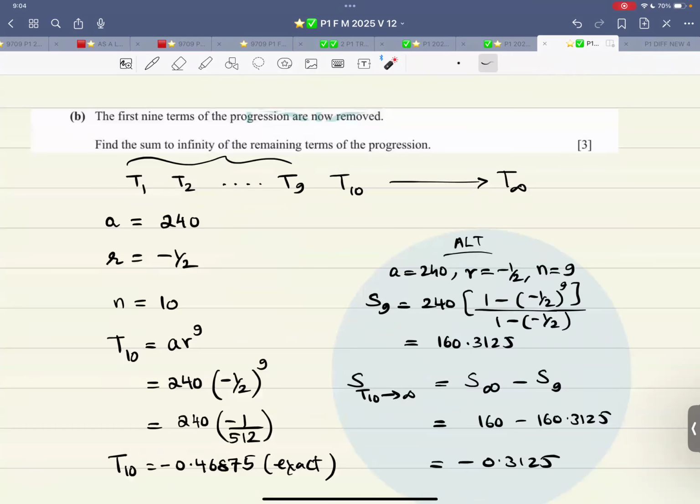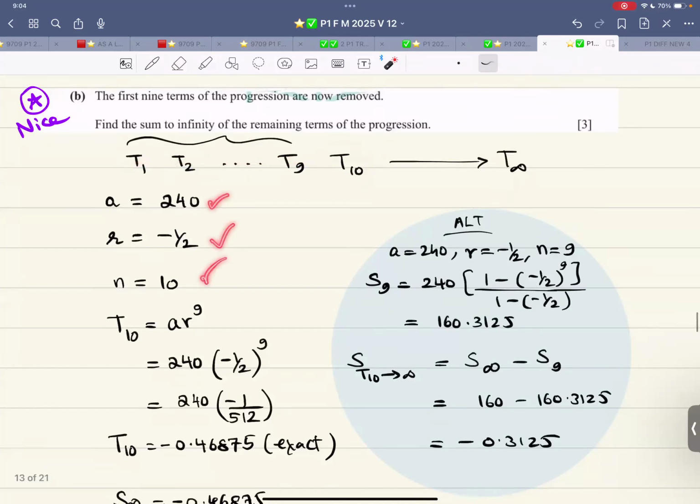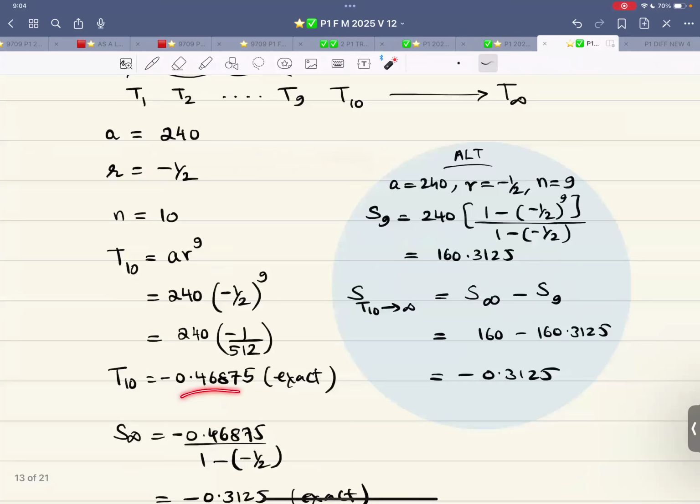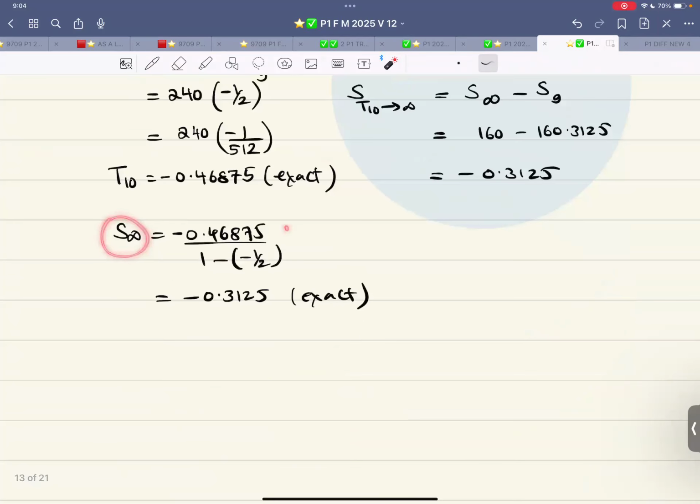Again, a nice question. So this one is a nice question over here, and there are 2 ways of solving it. The first 9 terms of the progression are now removed. Find the sum to infinity of the remaining terms of the progression. So if I remove the first 9 terms, my sum to infinity should be from T10 till T infinity. So A is there, R is there, N is there. Find T10. That is this thing, exact. Do not round off. If you round off, you will lose marks. And then sum to infinity is this A over 1 minus R.